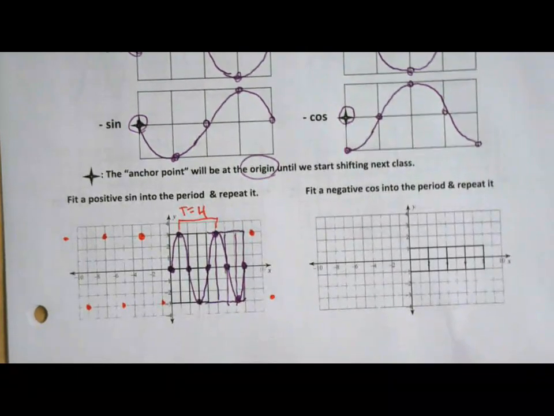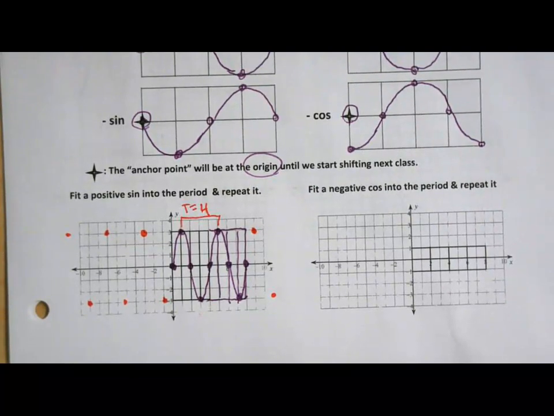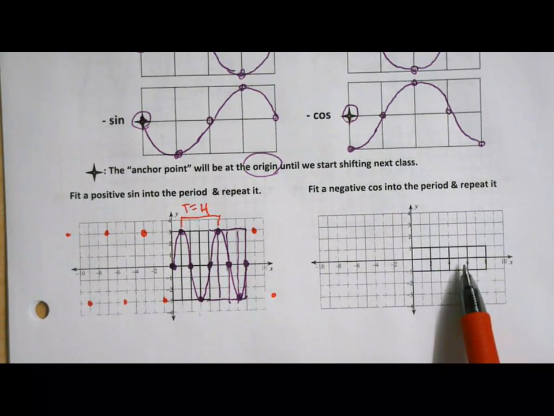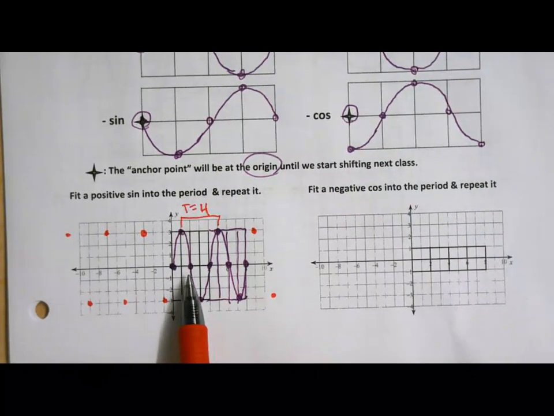So the maxes and the mins are always going to be 1 period apart, whatever that is. It's not always going to be 4. When we do this one, it's going to end up being 8. And then the x-intercepts are going to happen once every half period.